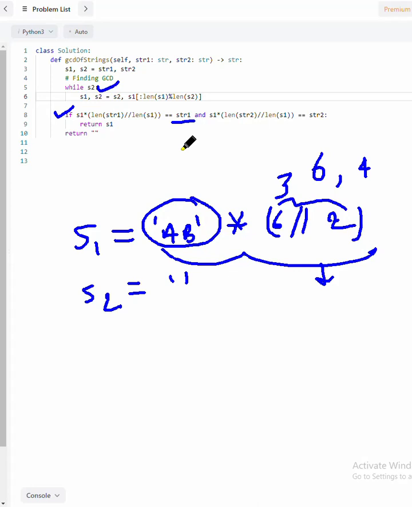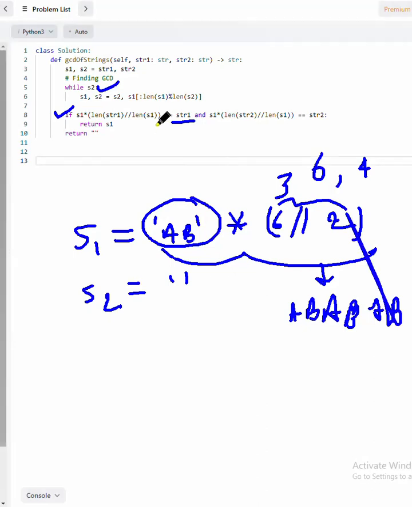My str1 was AB, AB, AB, and here I am getting S1 also as AB, AB, AB. So this condition is true. Now come to this condition. Here S1 is AB and the length of string 2. What was the length of string 2? 4. 4 divided by the length of S1. What is the length of S1? 2. So 4 divided by 2 is what? 2.